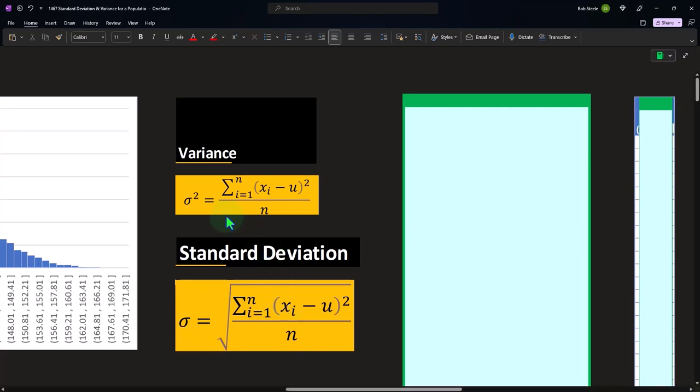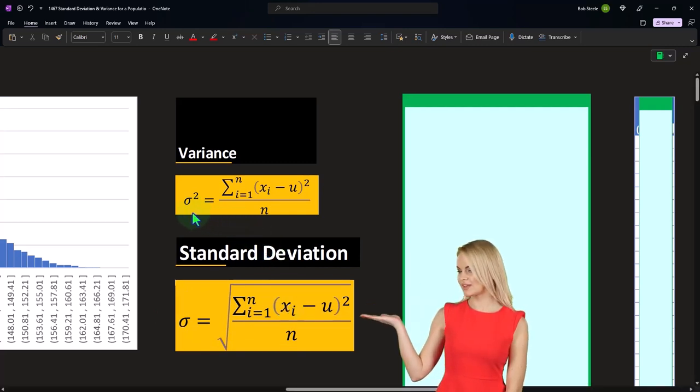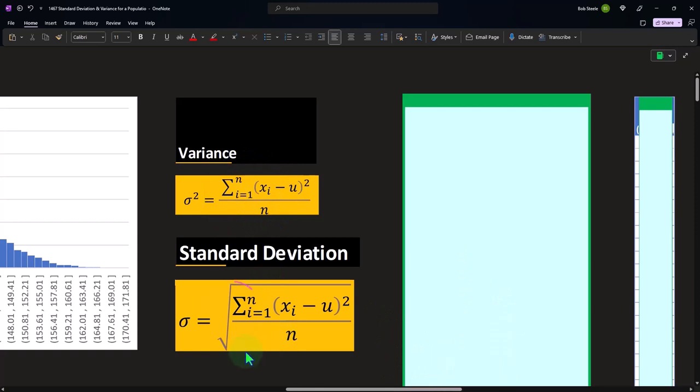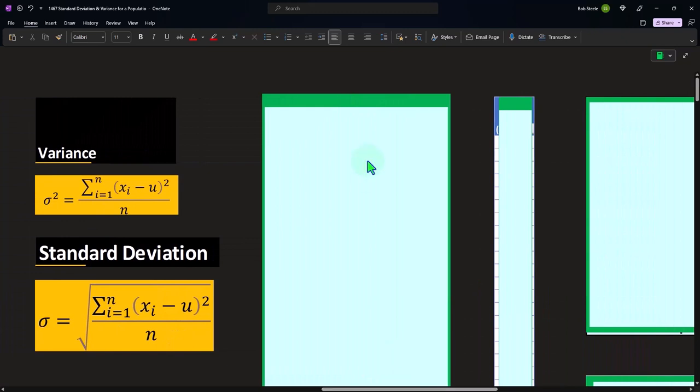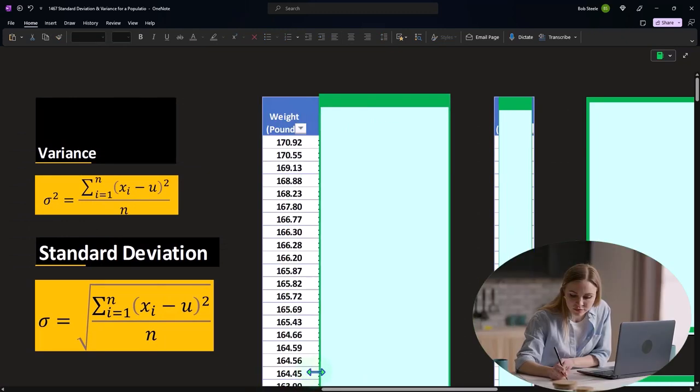So the variance is going to be represented by sigma squared. And here's the formula for it. You can see that the whole variance is part of the standard deviation, everything under the square root. So as we calculate the standard deviation, we're going to basically be doing the variance along the way.